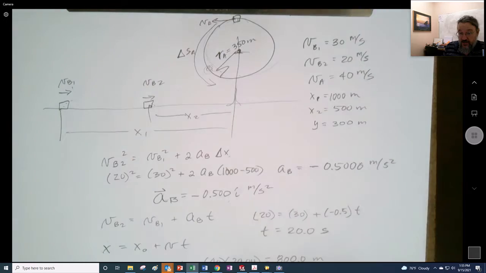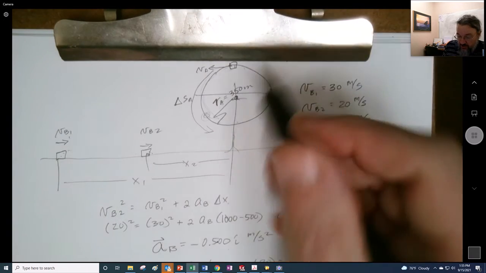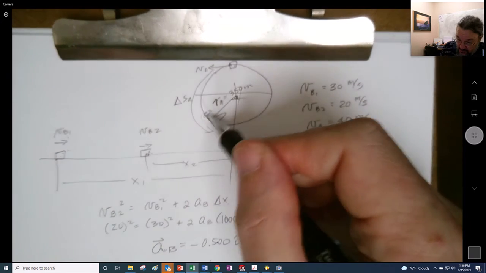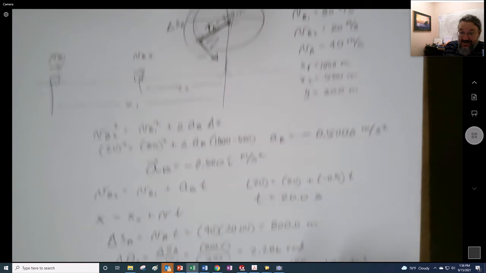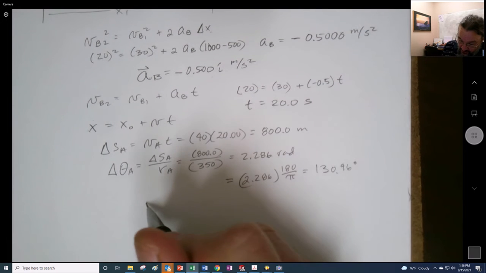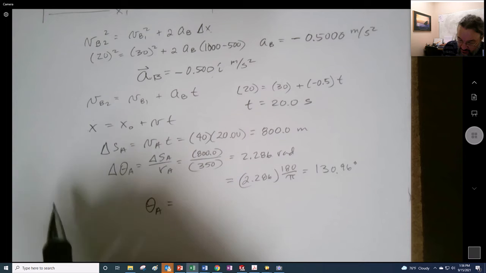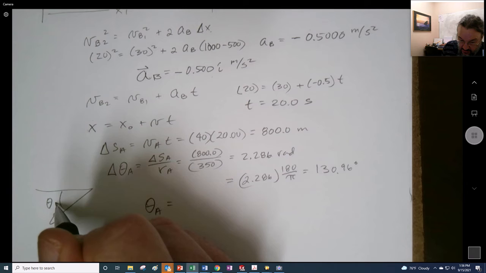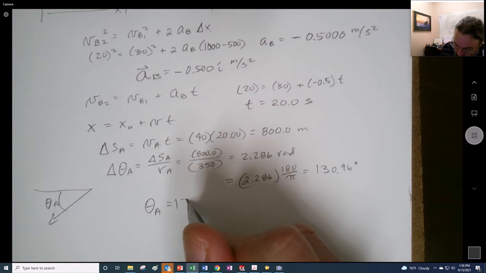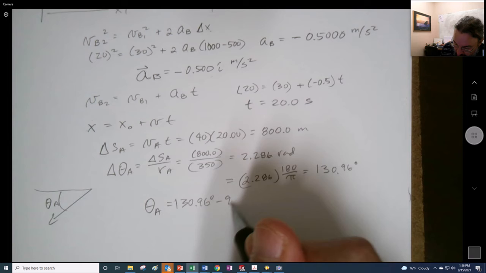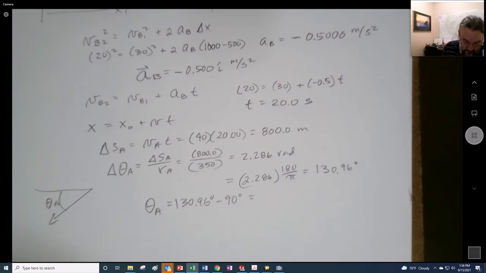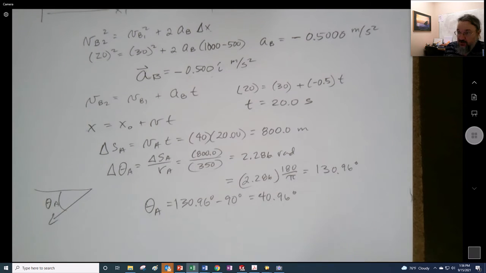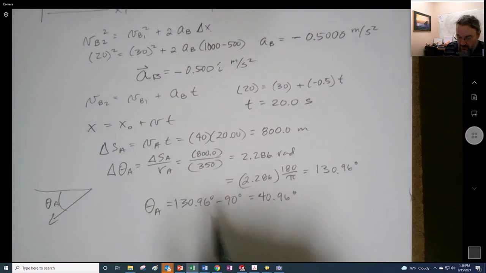And so it has not moved past this point. It's somewhere over in here, down in this quadrant right here somewhere. So it's like traveling right there. We could subtract 90 from this. If we subtract 90, we could find what the angle is going to be, and that angle is what we're going to find. So 130.96 minus 90 gives us 40.96 degrees. That's its location, moving around right down here.